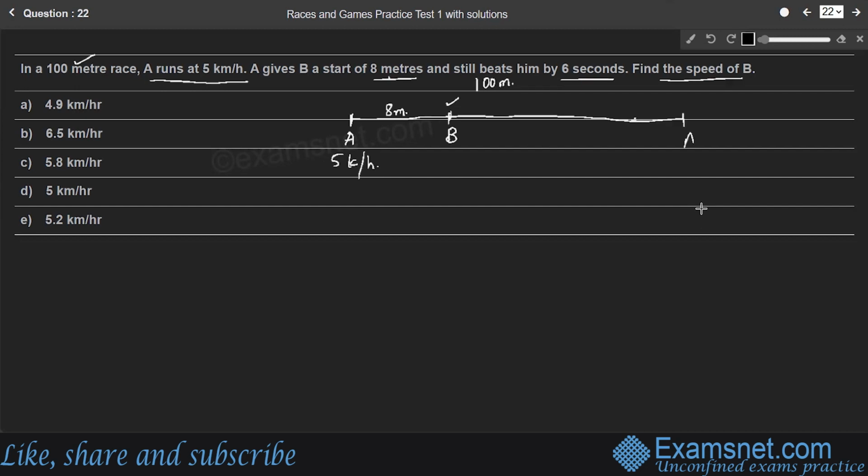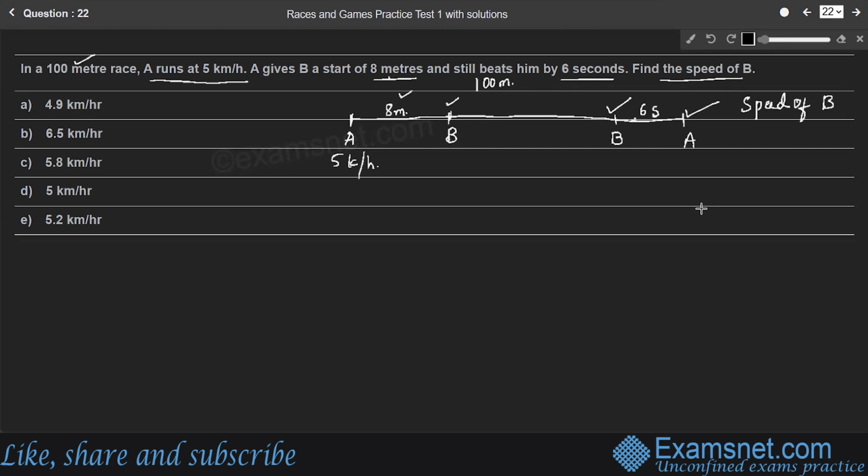That means when A reaches the destination, the position of B will be somewhere here such that the time duration between the time at which A reaches the destination and the time B reaches the point is 6 seconds. This time duration is 6 seconds. That means A beats B by 6 seconds. We need to find the speed of B. For that, we'll consider some parameters.